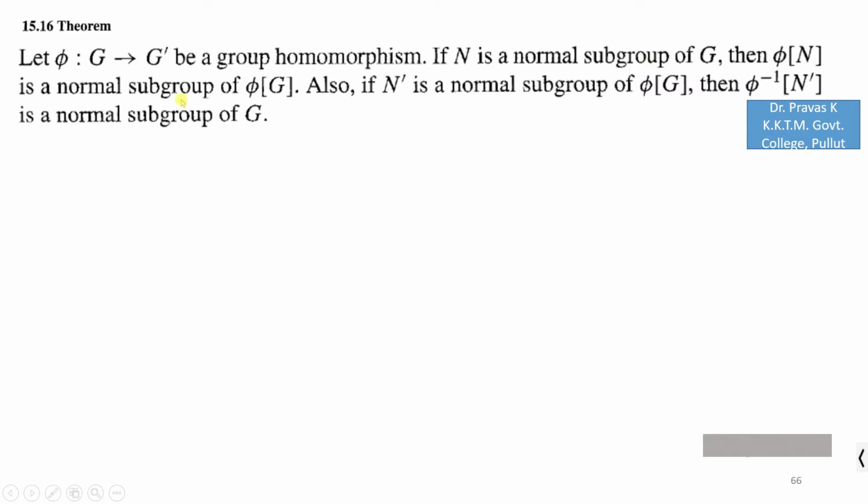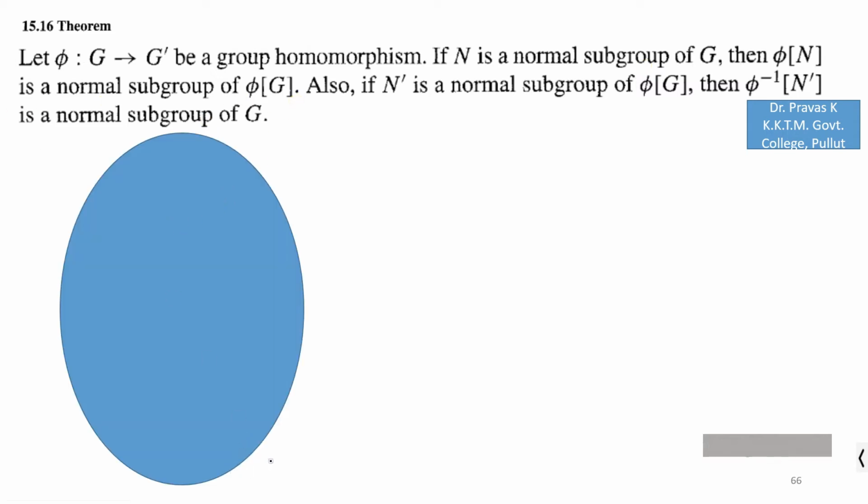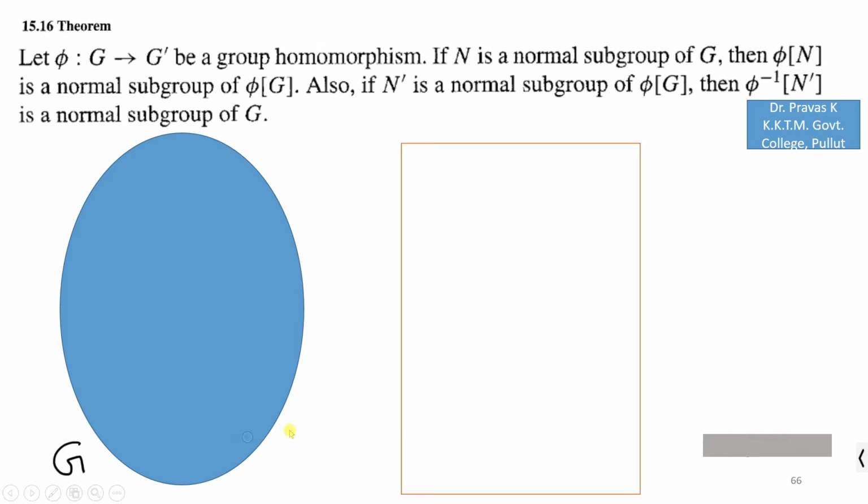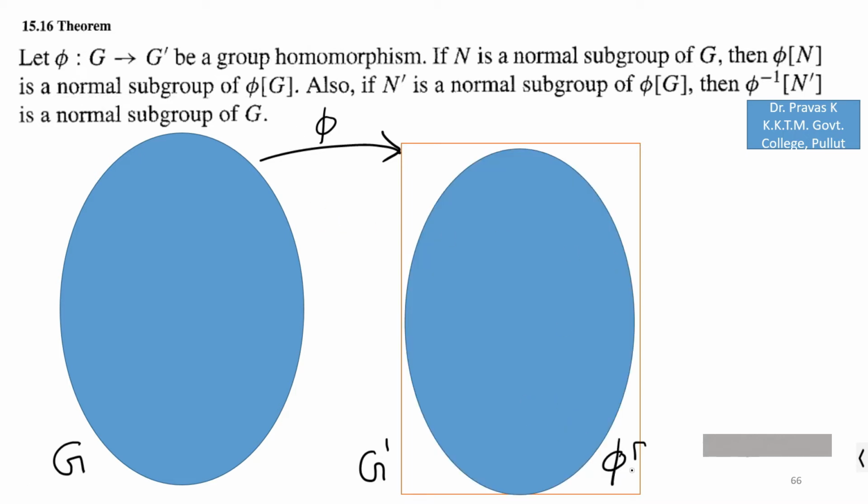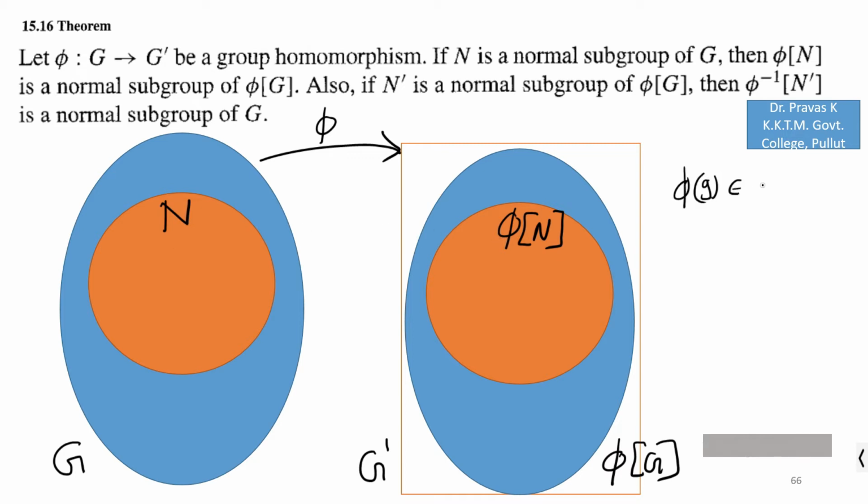That is, if N is a normal subgroup, then phi[N] is a normal subgroup of phi[G]. So let this be G and let this be G', to where this homomorphism is defined. And you consider phi[G]. You need to prove that if N is a normal subgroup of G, then phi[N] is a normal subgroup of phi[G]. So in order to prove that, you need to start with an element in phi[G] and an element in phi[N].